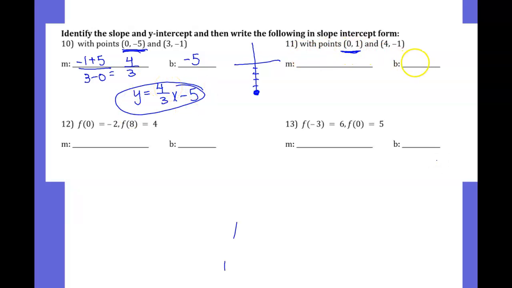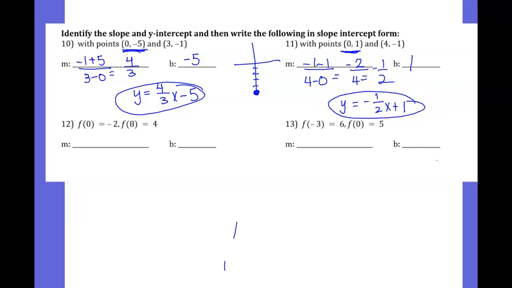This point (0, 1), there's our y-intercept, it is 1. Our slope would be -1 minus 1 divided by 4 minus 0. -1 minus 1 is -2/4, which is -1/2. Okay, so the equation of our line would be y is equal to -1/2 x plus 1.